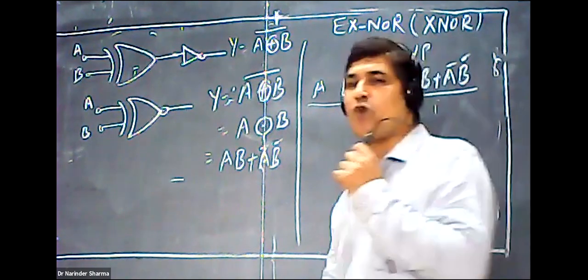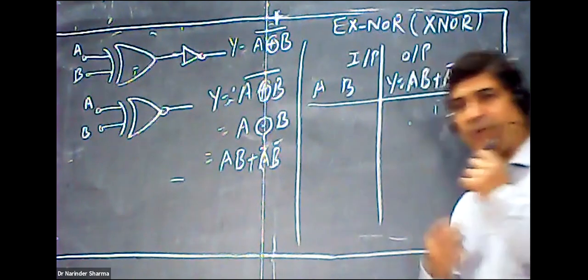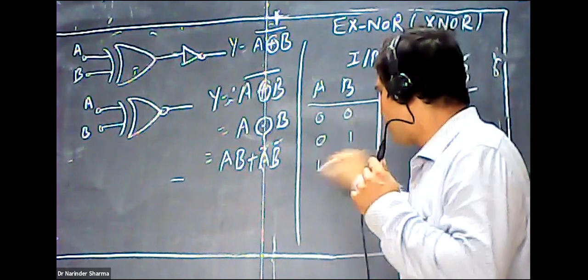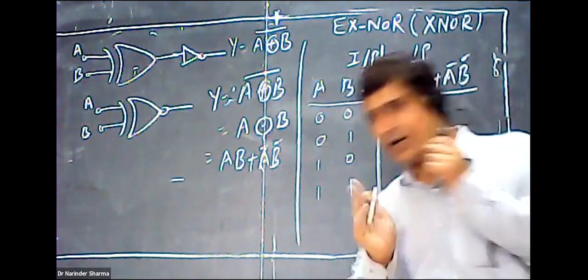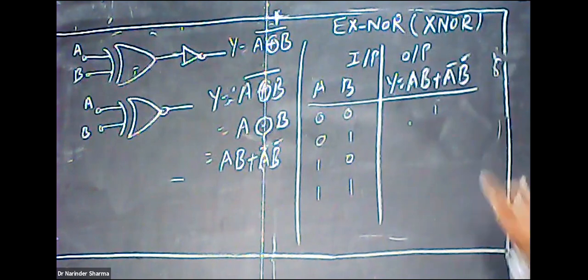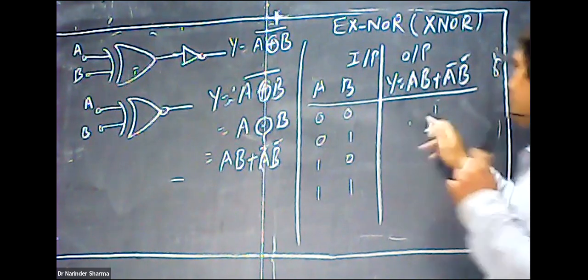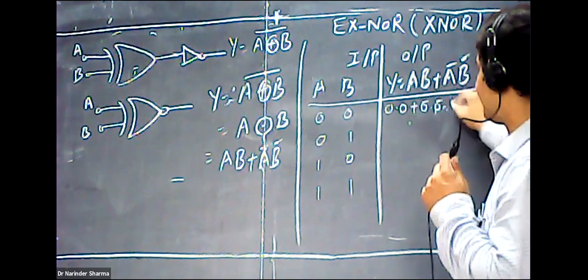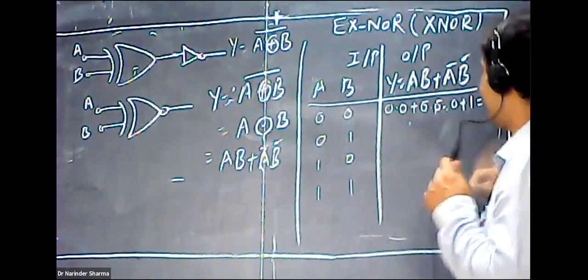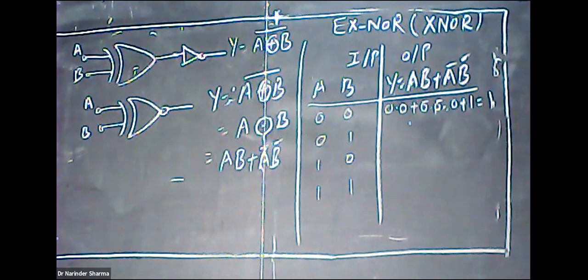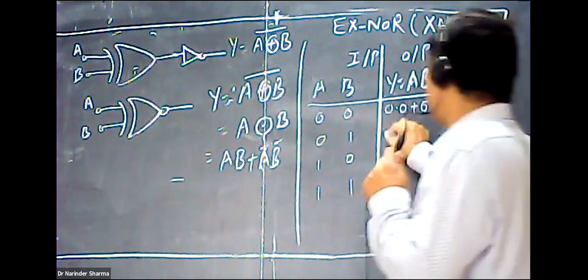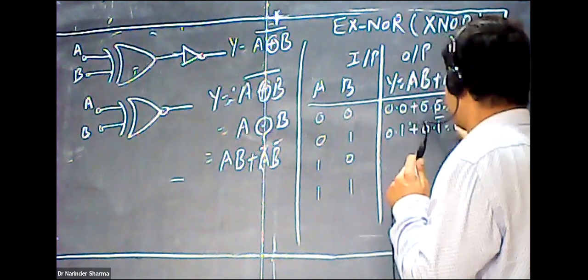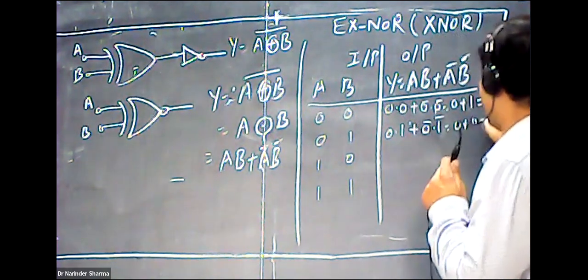Apply the values of A and B as we have already done previously, means 0 0, 0 1, 1 0, 1 1. I've already told you how we can write it by assigning the weights. Now substitute these values. 0 into 0 plus 0 bar into 0 bar. This is 0 plus 1, that is equal to 1. Now 0 into 1 plus 0 bar into 1 bar. This is 0 plus 0, that is equal to 0.